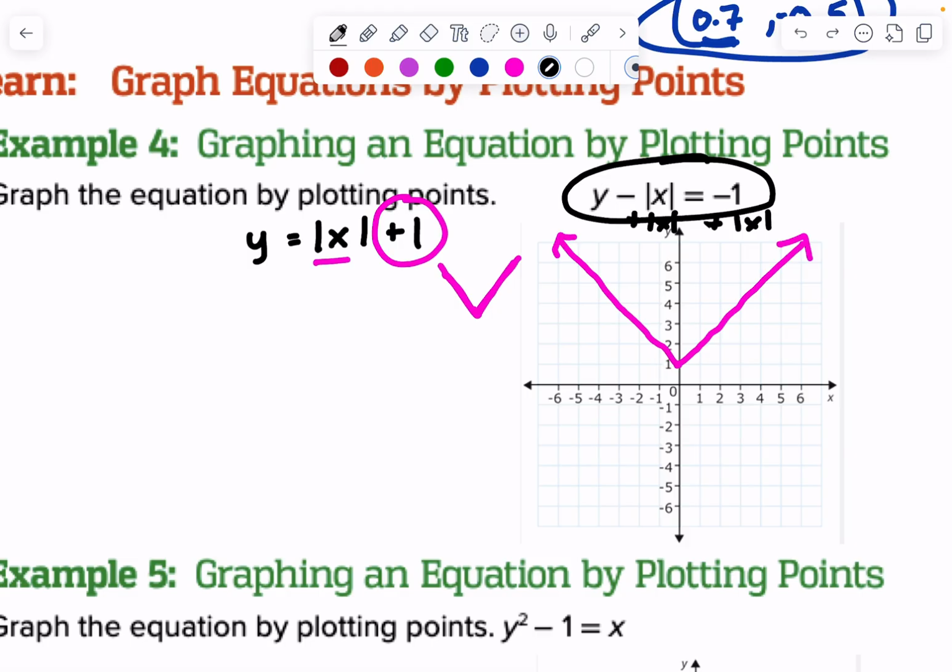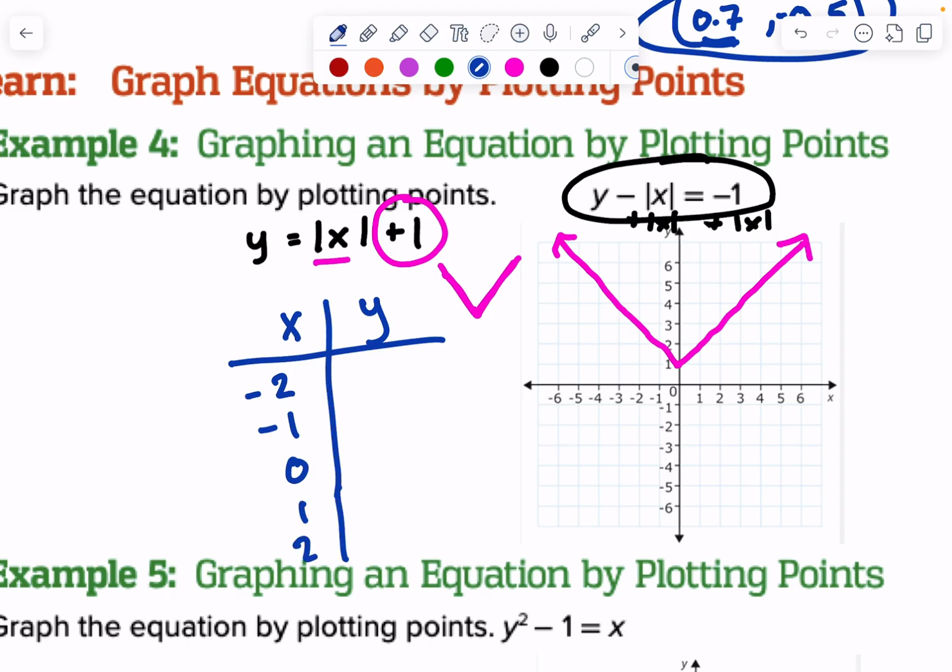Now, they did not want us to do it that way. They wanted us to plot points, okay? I don't care which way you do it. If you know the parent functions and you want to go ahead and graph it, that's totally fine to me, right? But what I'm going to do is I'm going to do -2, -1, 0, 1, and 2, right? And then I'm going to plug it into this equation right here. So I'm plugging each one of those in, all right?